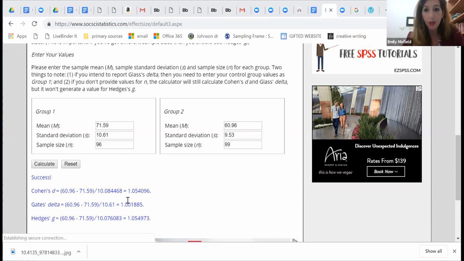Is that big? Well, look in your Hatcher book and find out. But yes, indeed, it was a large effect size. Not only is there a statistically significant difference between the groups, but it's a big difference, all right? So that is how you conduct an independent t-test using JMP.